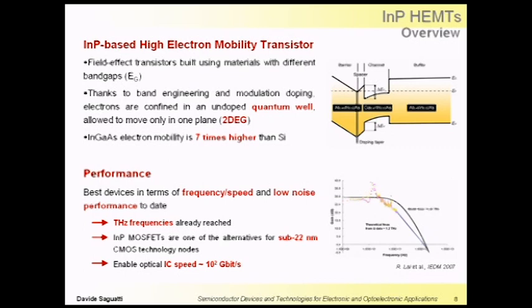In this way, thanks to this band engineering and modulation doping, electrons can be confined inside this so-called quantum well, and they are allowed to move only in one plane. That's why they are called two-dimensional electron gas, thanks to the high mobility which can be reached in this heterostructure, which is 7 times higher than silicon.